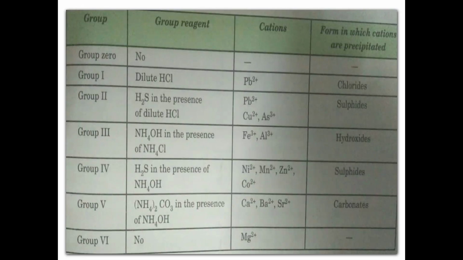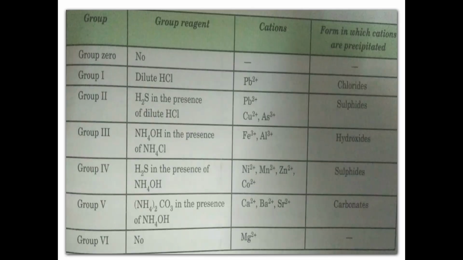So next we have to recall the group reagents and cations and how these cations are precipitated in salt analysis. Group 0, there is no separate group reagent. For group 1, the group reagent is dilute HCl and the cation present in group 1 is lead Pb2+, and it is precipitated as its chloride. Group 2, it is precipitated as sulfides. The group reagent is H2S in the presence of dilute HCl. The cations are Pb2+, Cu2+, As3+.